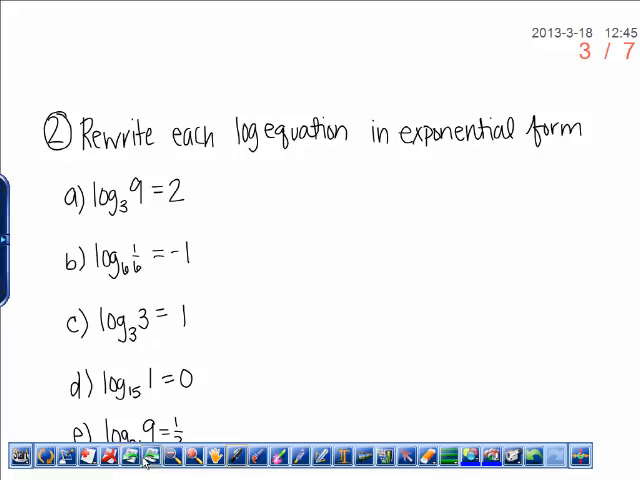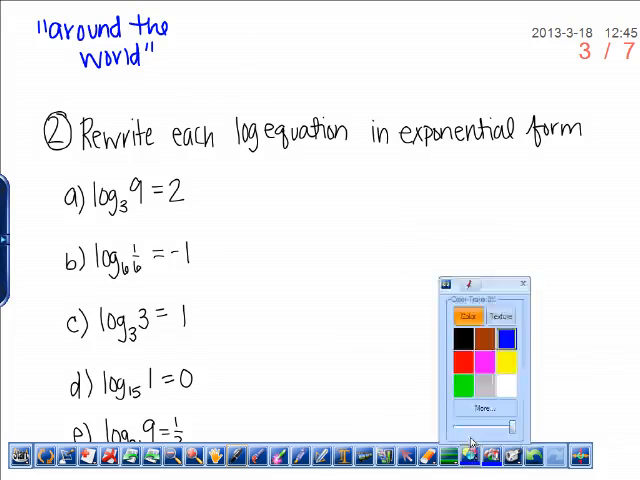Okay. Now we're going to rewrite the log equation in exponential form. You can think of the drop it, cross it again. It still works going backwards. Or you can also think of around the world. And these are just little devices to try and help you memorize them. If they don't help you, that's okay. If they do help you, awesome. Whatever works.